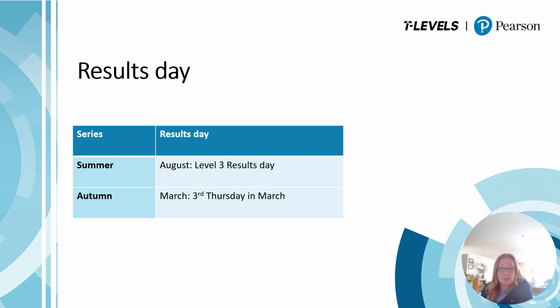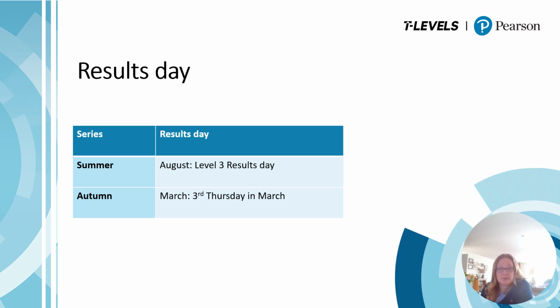The results will be released to students on the days indicated in this table. The summer results day is on the same day as all other level 3 qualifications. This date is set by JCQ, and therefore it could differ year on year, but it's normally mid-August. The autumn results day is the third Thursday in March.